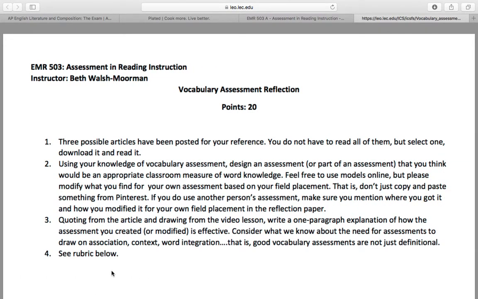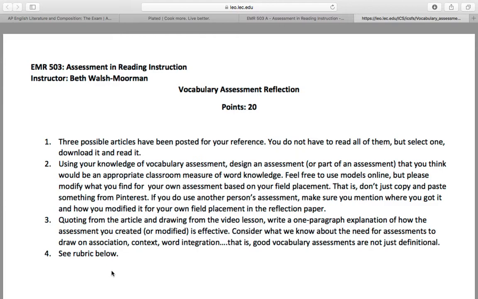On Leo, I have a vocabulary assessment reflection where after you've read your article, what I'd like you to do is design an assessment or part of an assessment that you think would be appropriate for a classroom measure of word knowledge. So clearly this is going to look very differently if your field placement is in a high school setting versus in a preschool setting.